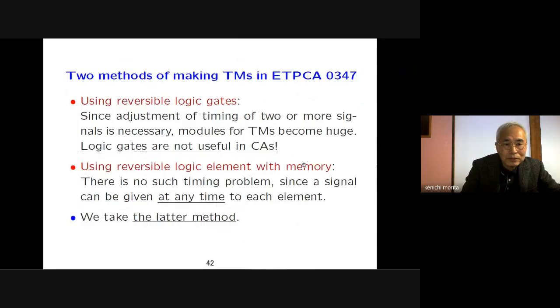And also, adjustment of timing of two or more signals is necessary. Modules for Turing machines become very huge. Therefore, logic gates are not useful in cellular automata. So here we do not take this approach. Using the reversible logic gates approach is not used.